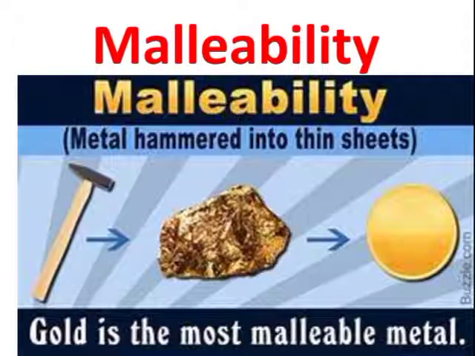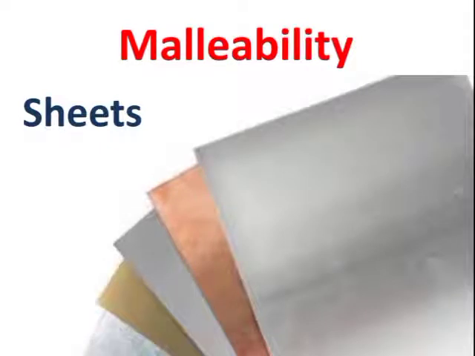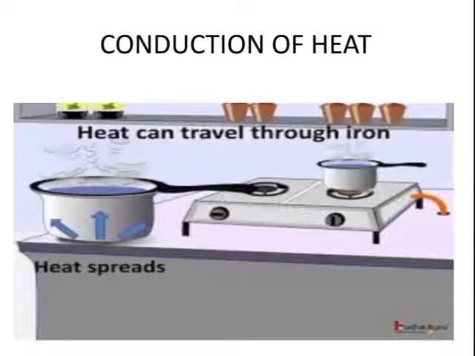Now, let's see the next property, malleability. For that, take an iron nail, place it on a platform and keep on hammering it. After some time, you will see a thin sheet forming. This property is called malleability of metals. So this is the sheet of metals.